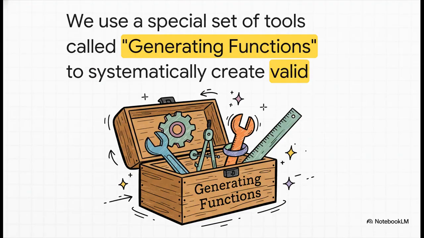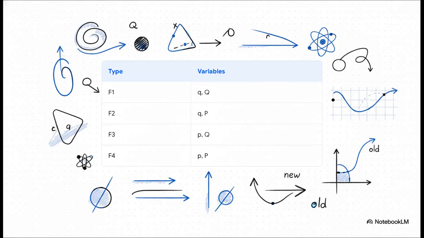Right, so instead of just trying things randomly, physicists have this amazing toolkit. They're called generating functions, and you can think of them like mathematical recipe books. Each recipe is specifically designed to cook up a transformation that is absolutely guaranteed to be canonical from the start. And there are 4 main flavors or types of these generating functions, as you can see here. Each one uses a different mix of the old and new variables. So, for instance, the F1 type uses the old position q and the new position Q. You just pick the type that's most convenient for your problem, follow a couple of simple steps, and boom, out comes your new simplified coordinate system.